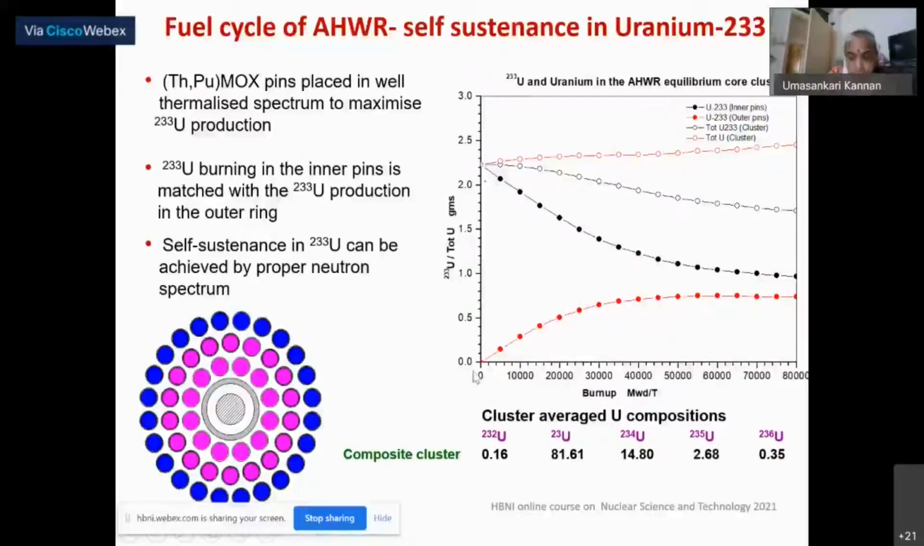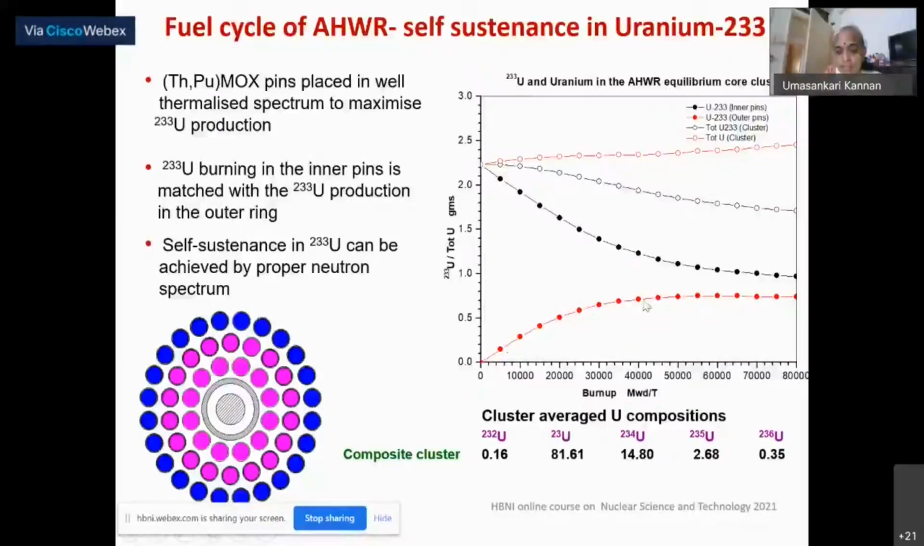In the inner pins it will, on the outer pins it will get produced, and so on. So this is how we are able to get self-sustained. The fuel cycle is based on self-sustaining. That is, uranium 233 should be produced. It cannot be produced elsewhere. It is not available in nature. So this reactor has to produce its own uranium 233.